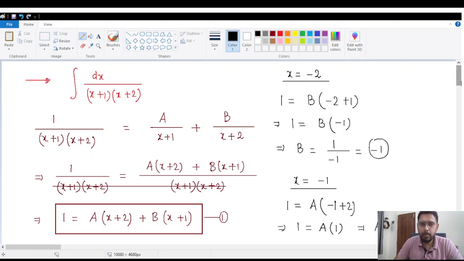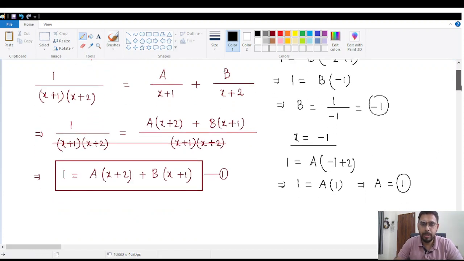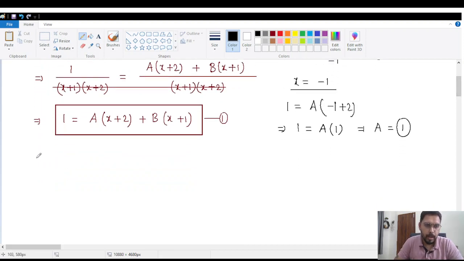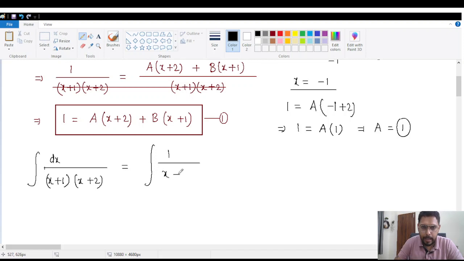Now we are going to proceed with the partial fraction form. So the integration of dx over x plus 1 times x plus 2 can be written as integration of a. What is a? 1 over x plus 1 dx plus integration of b. What is b? Negative 1 over x plus 2 dx.